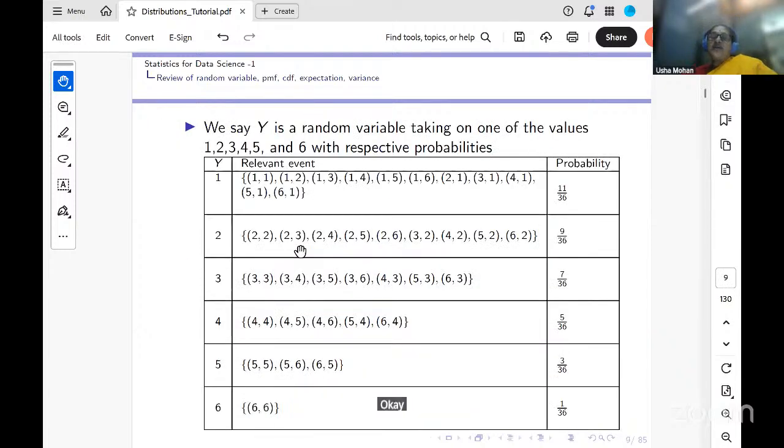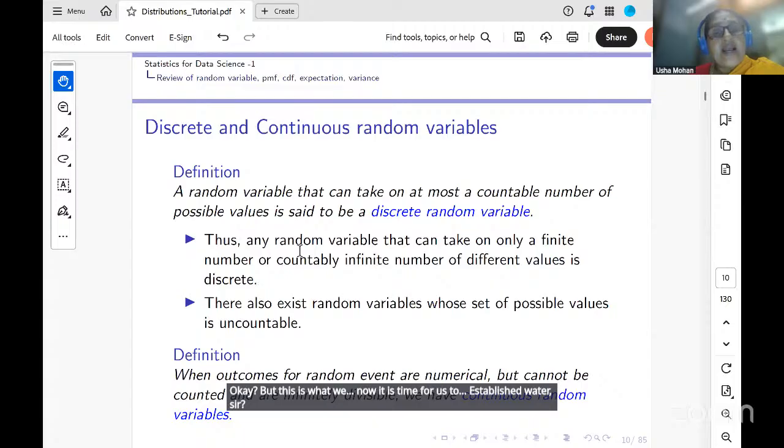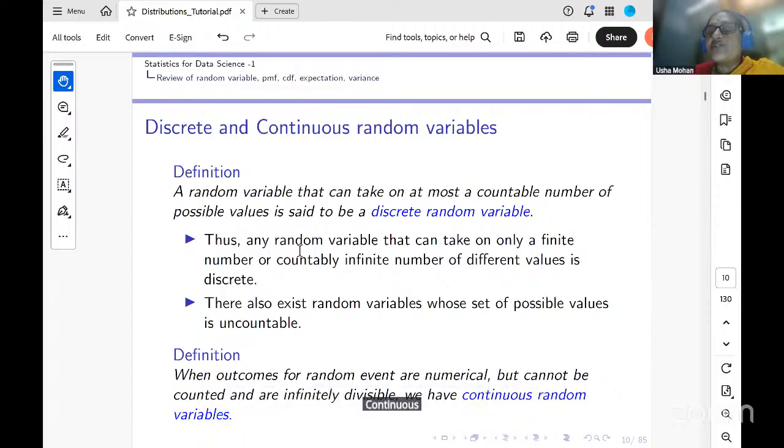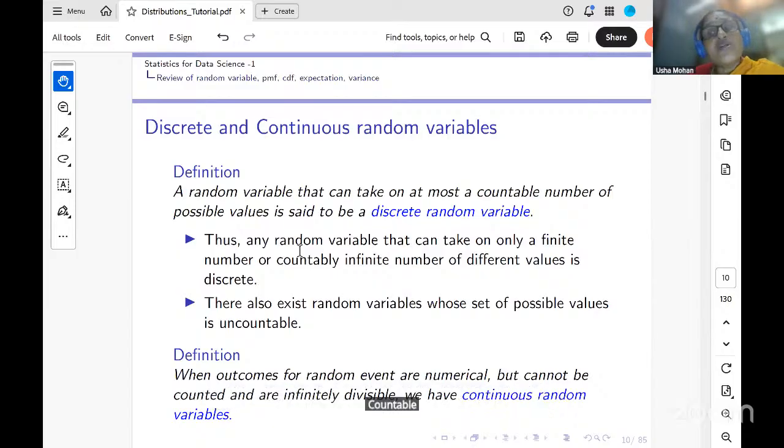Okay. Now it is time for us to establish what is a continuous random variable and what is a discrete random variable. A discrete random variable is a random variable that can take at most a countable number of values. I'm not saying finite, I'm saying it's a countable number of values.